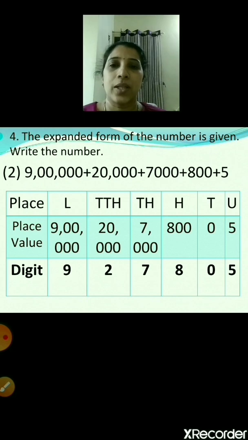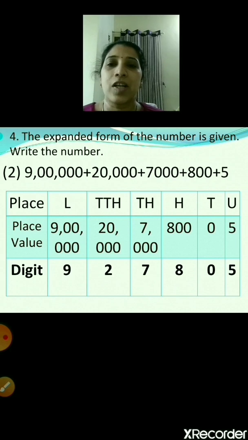What is the next one given? 9 followed by 5 zeros, plus 2 followed by 4 zeros, plus 7 followed by 3 zeros, plus 8 followed by 2 zeros, and then plus 5.